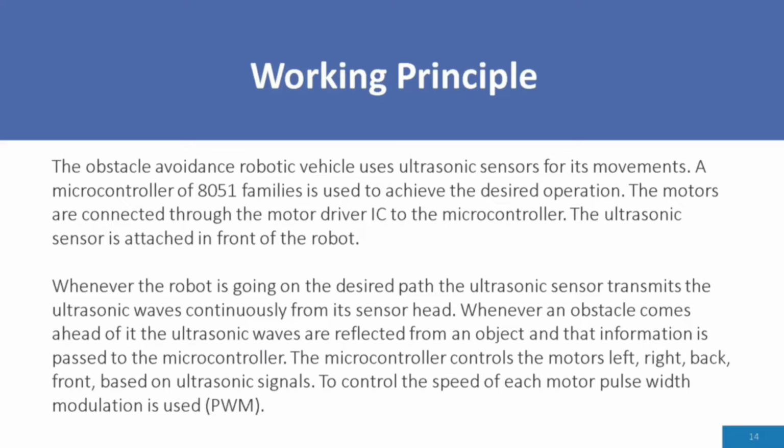Whenever the robot is going on the desired path, the ultrasonic sensor transmits ultrasonic waves continuously from its sensor head. Whenever an obstacle comes ahead of it, the ultrasonic waves are reflected from the object, and that information is passed to the microcontroller. The microcontroller controls the motors left, right, back, and front, based on the ultrasonic signals. To control the speed of each motor, pulse width modulation is used.